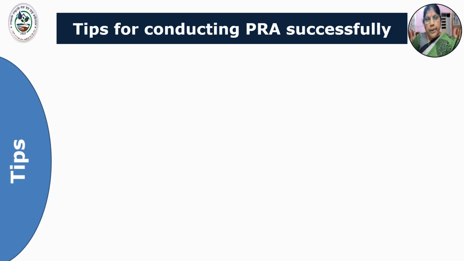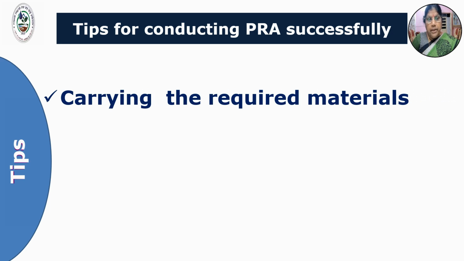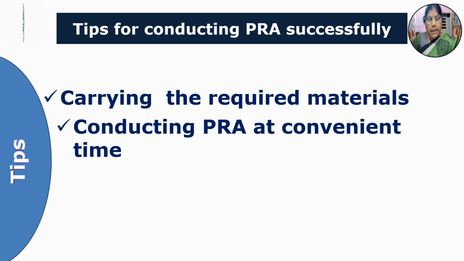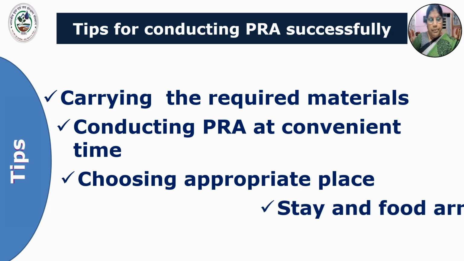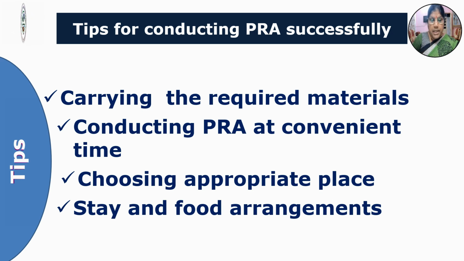However, if we follow the following tips, we can do a good PRA exercise and we can develop a good watershed plan. We have to carry the required materials like chalks, seeds, charts, sketches, etc. in a well-planned manner, and we have to conduct the PRA at a convenient time. For example, we should not do it during peak harvesting season or peak transplanting season or festival season. We have to choose an appropriate place where we can accommodate more people and which is accessible to all people. As far as possible, we have to make stay and food arrangements in the watershed itself, otherwise we may be wasting our time in transport.